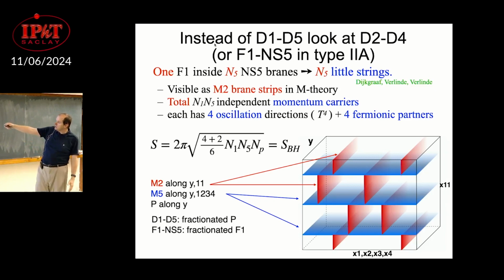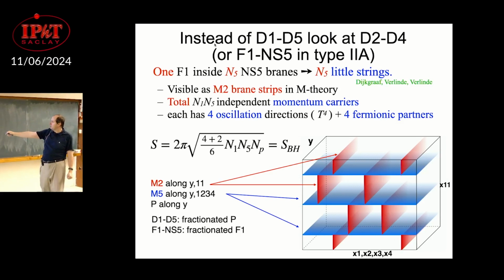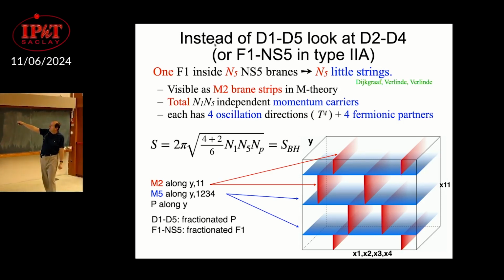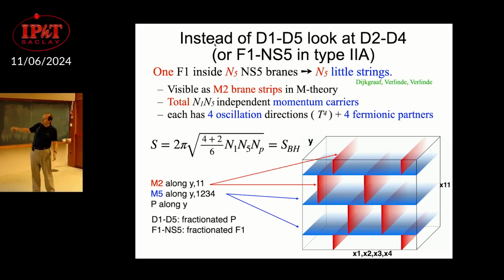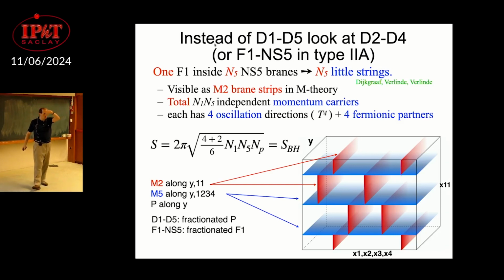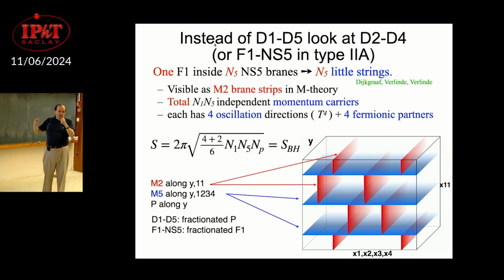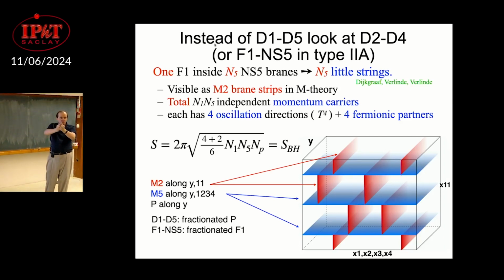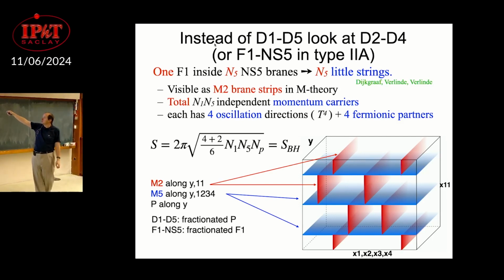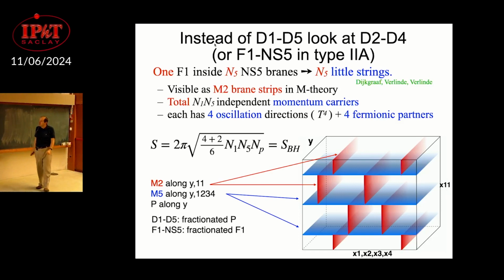And the way to understand this system, again, you can look at the D2, D4, so you can think about this as D4s and those as D2s, or you can take an F1 and S5 in type 2A and you can uplift to M theory. It's the same system. So if you look at an F1 and S5 in type 2A, when you put an F1 inside N5 S5s, the F1 can actually break up into N5 little strings. This was shown a long time ago by Dijkgraaf, Verlinde, Verlinde.